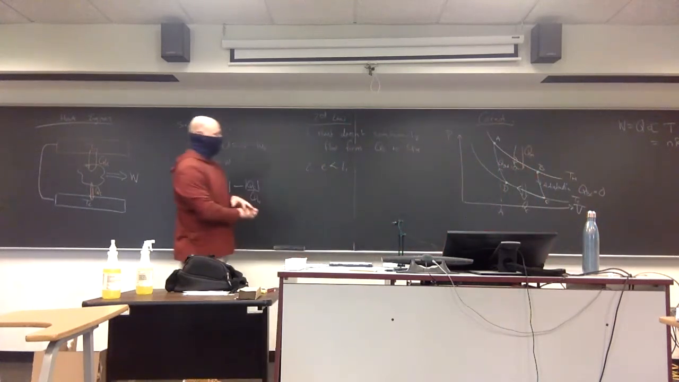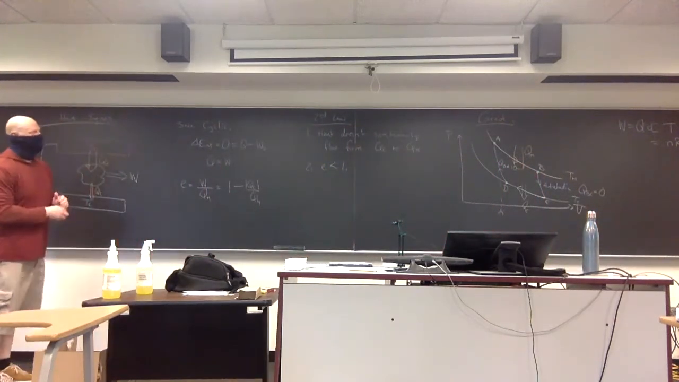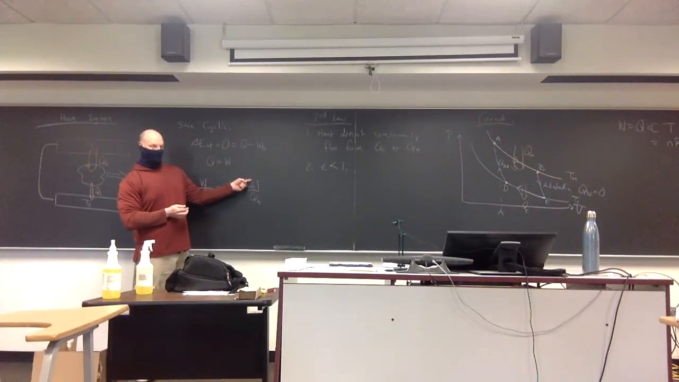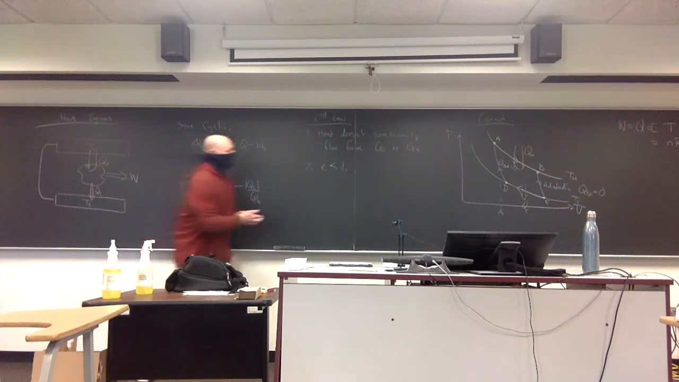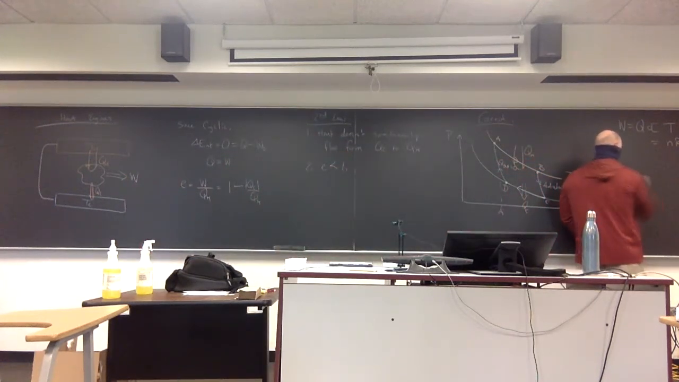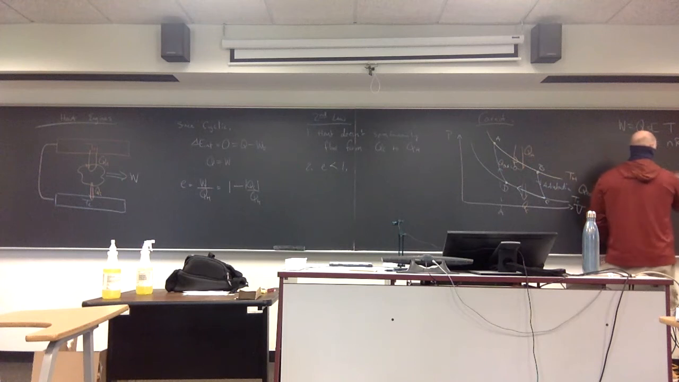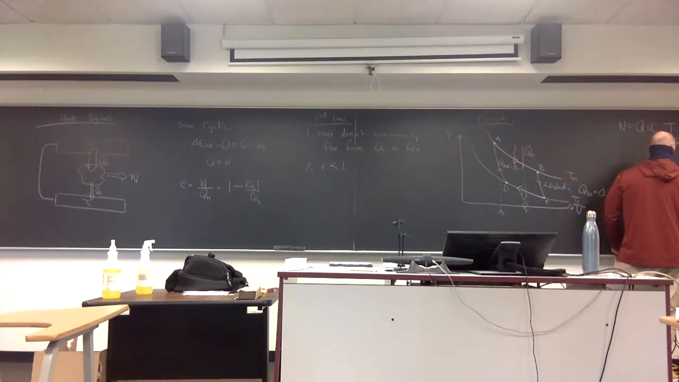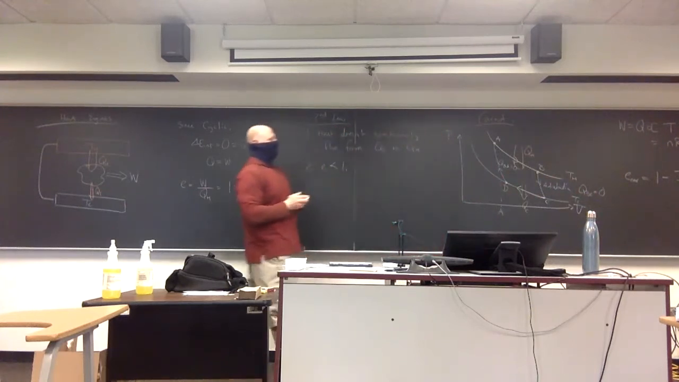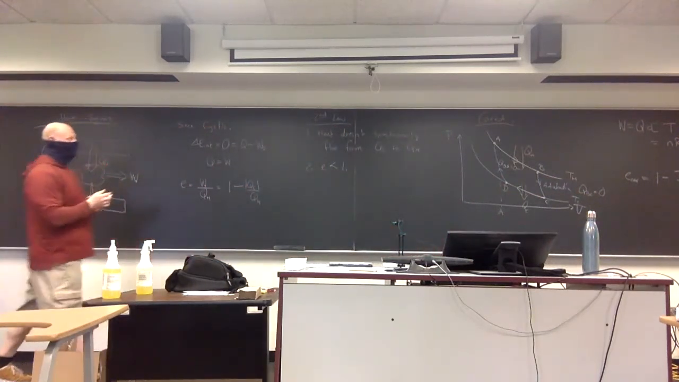Which means that as long as this is done isothermally, this heat is going to be set by the temperature of the cold, and this heat is going to be set by the temperature of the hot. Which means that the efficiency for the Carnot engine, E sub Carnot, is equal to 1 minus the cold temperature divided by the hot.